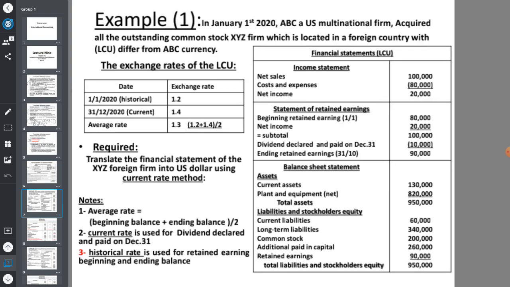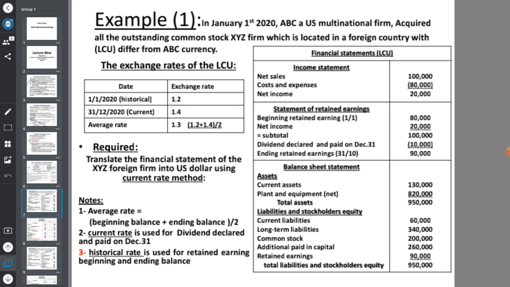بيقول لي for example in January 1st 2020 ABC, a US multinational firm acquired all outstanding common stock of XYZ which is located in a foreign country with local currency unit different from ABC currency. يبقى الشركة بتاعتي ال parent US and the subsidiary is located in another foreign country with a different currency. You should do what? I'm going to face the problem of translating from subsidiary to parent.